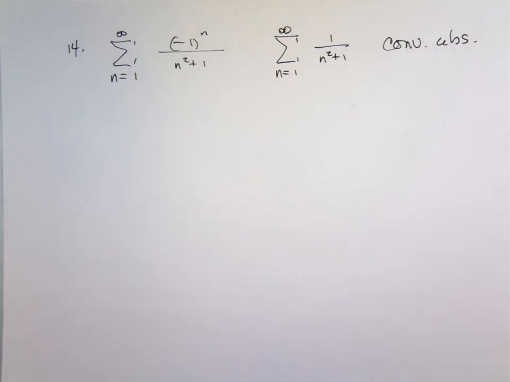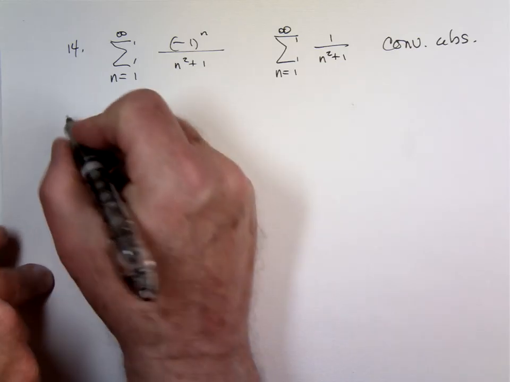Okay? Converges absolutely. In other words, it does not have to be an alternating series for that series to converge. The positive series converges already. Converges whether it's alternating or not. Converges absolutely. 15.